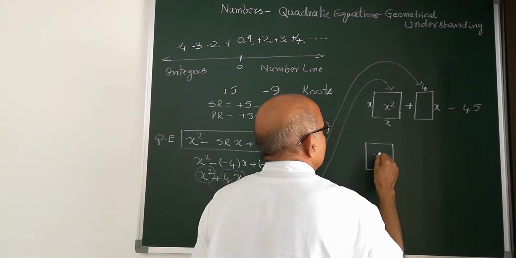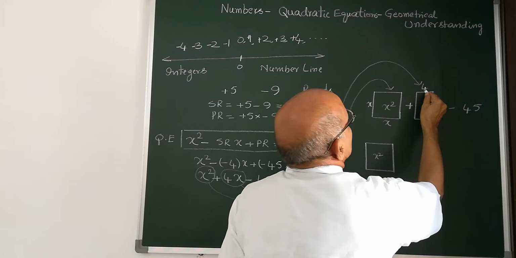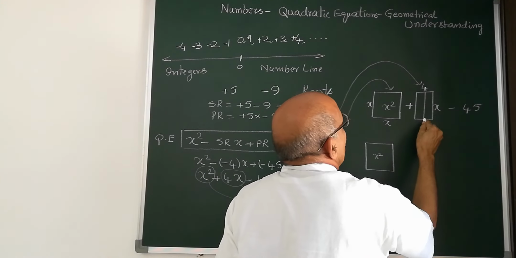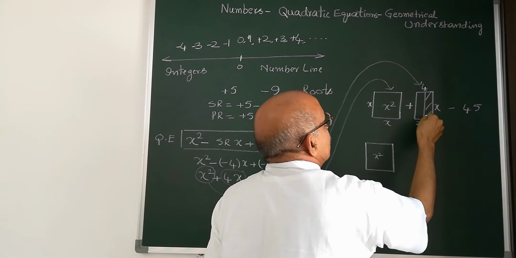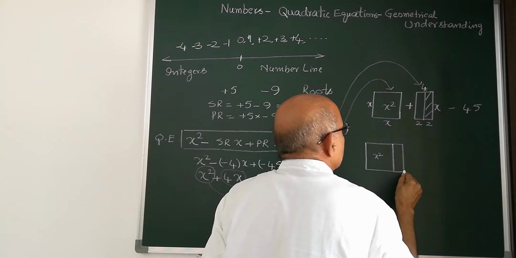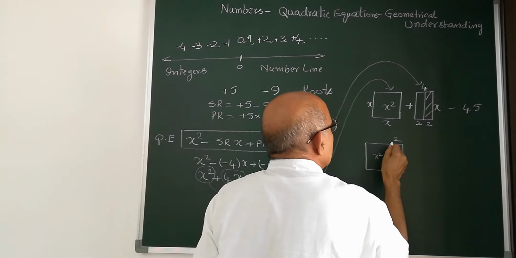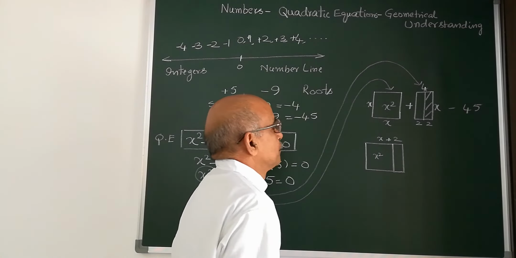X square. Now this rectangular piece we will cut into two equal strips of side 2. One strip we will take and paste it here. So this is 2. Till here it is x. So this became x plus 2.